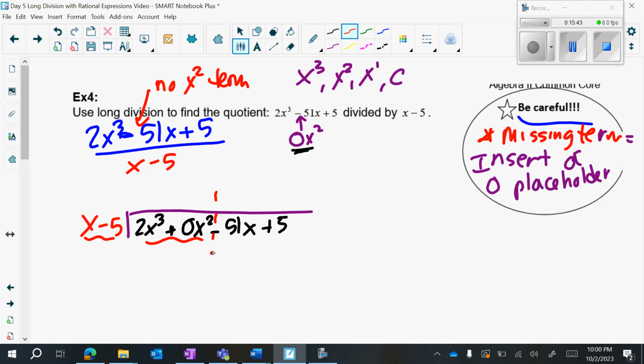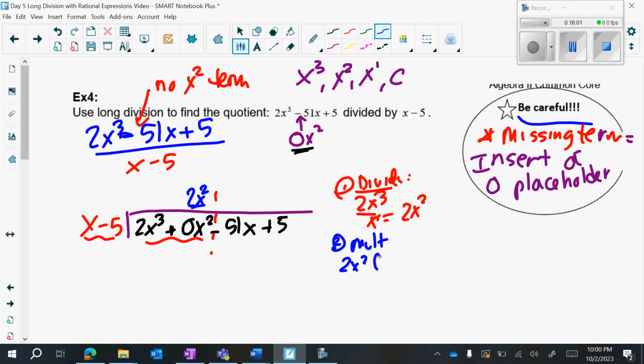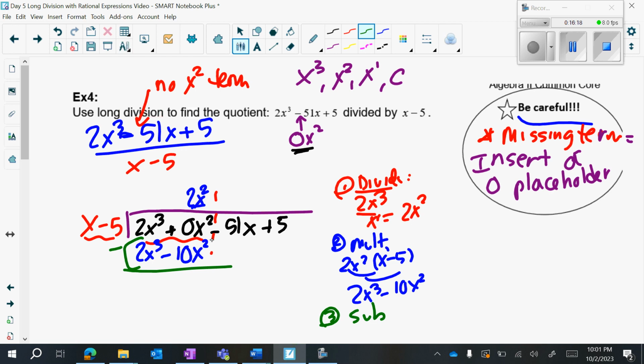2 terms, 2 terms. Divide. Step 1. 2x cubed divided by x. I'm hoping you're saying it's 2x squared. It's going to go here. 2. Multiply. 2x squared times x minus 5. Distribute. 2x cubed minus 10x squared. Step 3. Subtract. Minus, bracket, and now plus, minus, plus. Change the signs, all right?